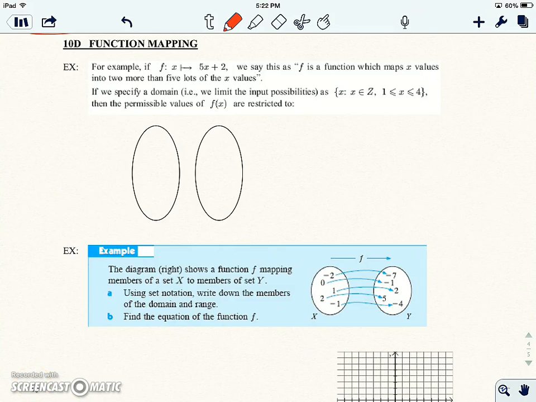Functions Part 3, Section 10D, Function Mapping. We're just going to start with examples.